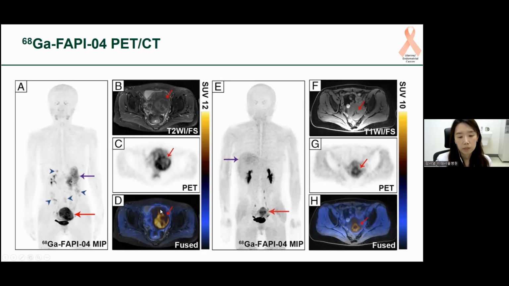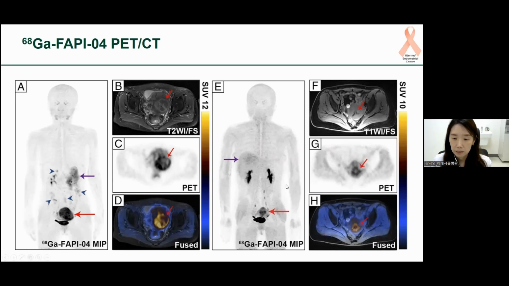The pathology finding is uterine fibroid. Fibroid means leiomyoma, so it was uterine myomas. So it probably is leiomyomas with degeneration. Degenerative leiomyomas also have high FAPI uptake as well as FDG uptake.